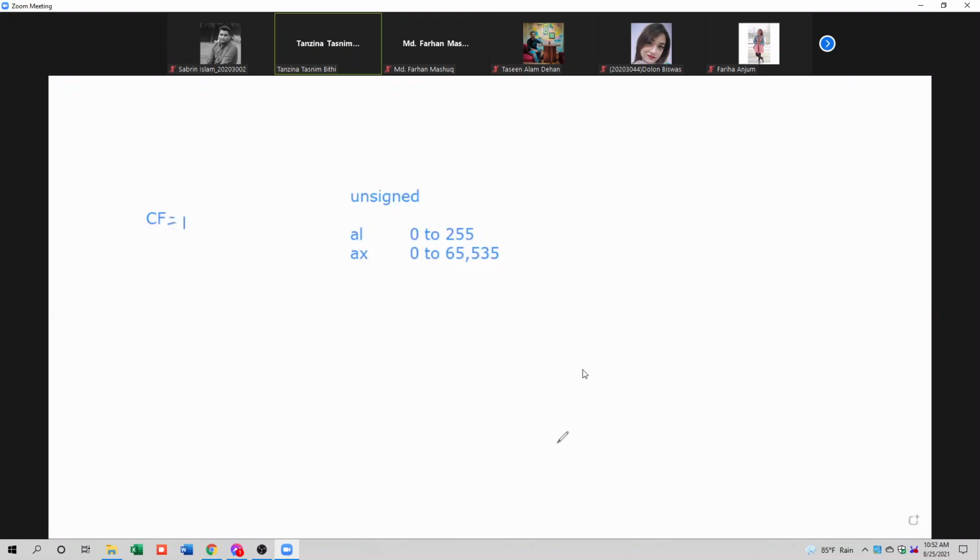Or in another sense, we can say that if the result has a carry bit or a borrow bit, then the carry flag will be set. So can we give an example? Just give me an example where the value of the carry flag will be 1. Suppose the data is MOV AL, 97, then ADD AL, 180.